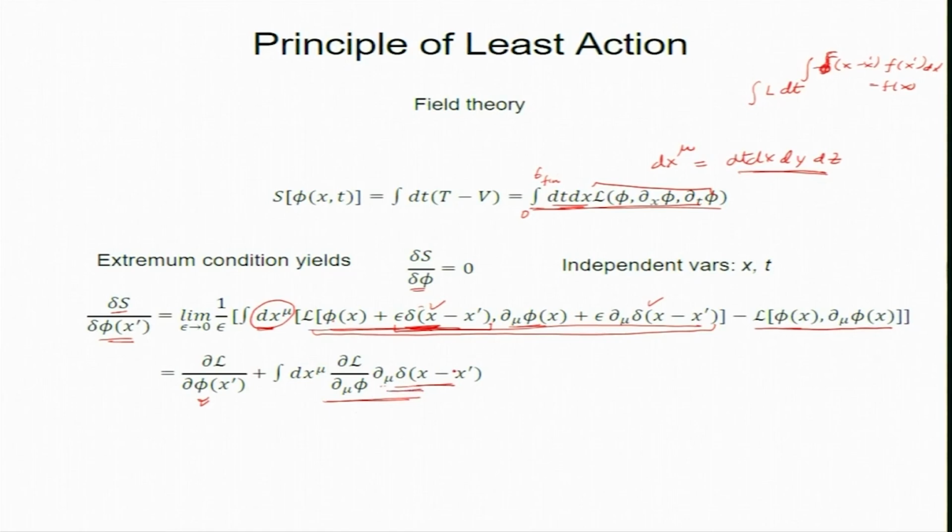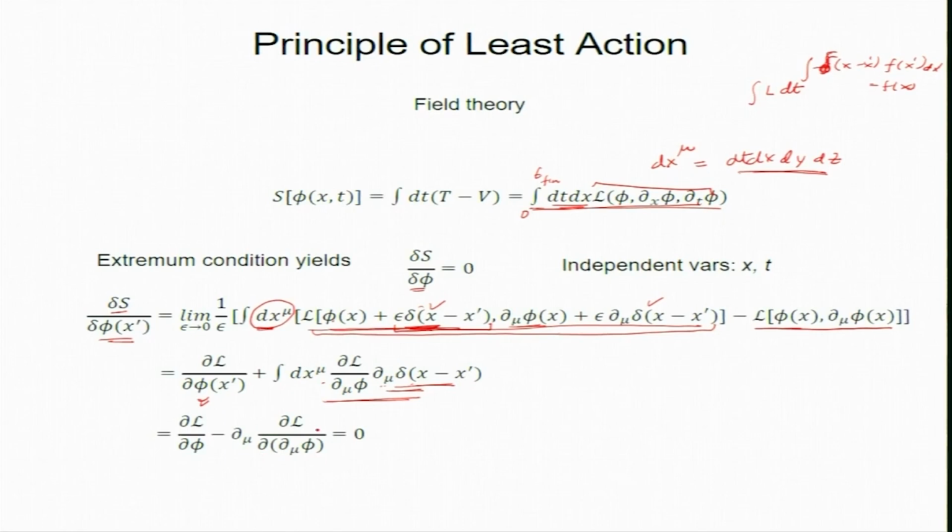I use integration by parts. So, if I do it by parts, then the derivative will come here and delta will be outside, and that is the reason we get a minus sign. There will be a minus sign. So, that is why the minus sign, and we get this.